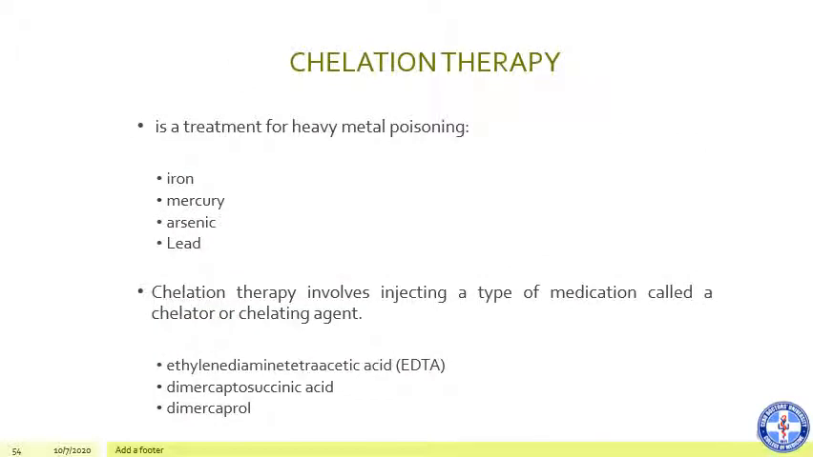Chelation therapy is a treatment for heavy metal poisoning, not only for mercury but also for iron, arsenic, and lead. Chelation therapy involves injecting a type of medication called a chelator or chelating agent. We have EDTA or ethylenediaminetetraacetic acid, dimercaptosuccinic acid, and dimercaprol.